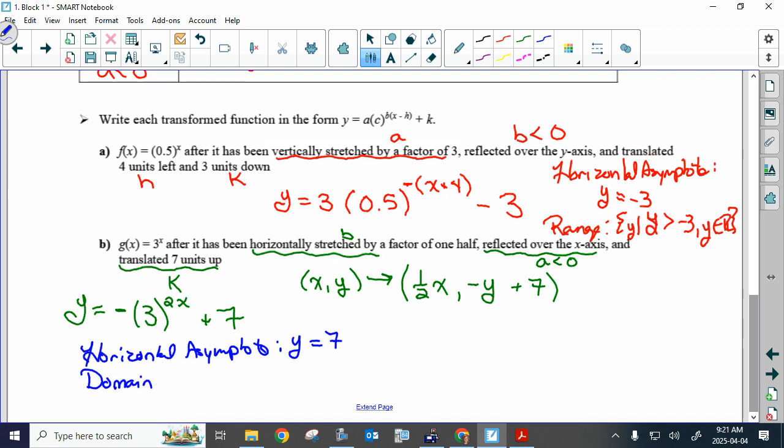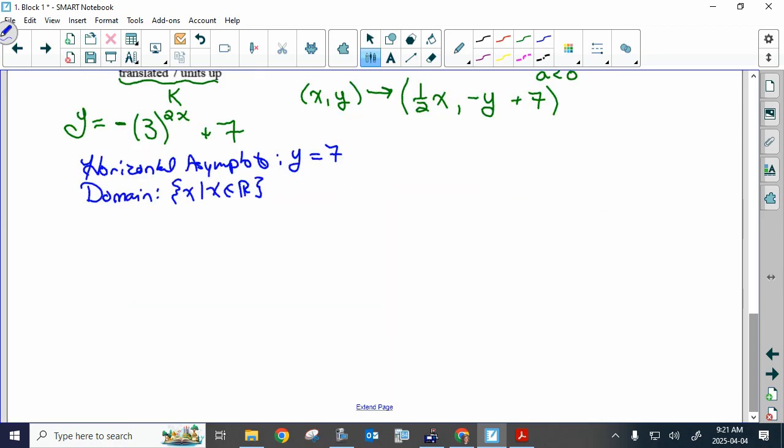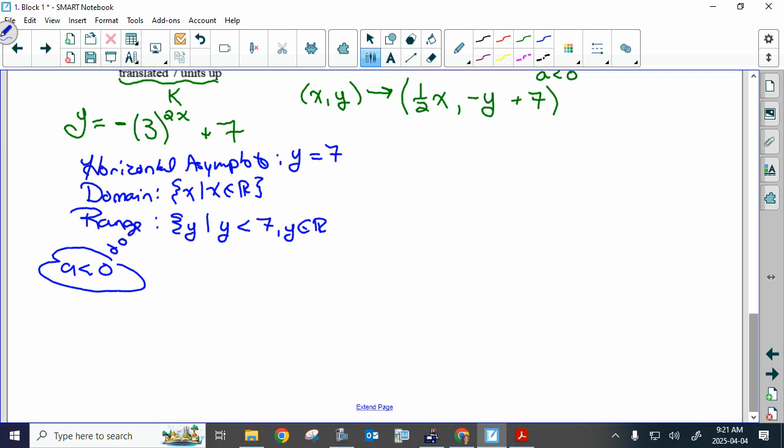The domain is unlimited. There's no restrictions on x. So if you want to just say x such that x is an element of the real number system, that's great. And then your range, guys, what do we know about the range? I know that a was less than 0, so we have this asymptote at 7, and instead of being above the asymptote, because there was a reflection across the x-axis, we're below. What's the range going to be, Zach? Y such that y is less than 7. And y is an element of the real number system. There's your critical features for exponential functions.